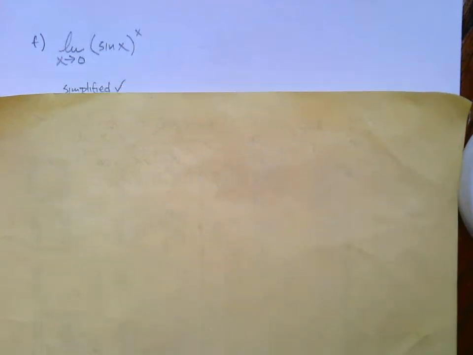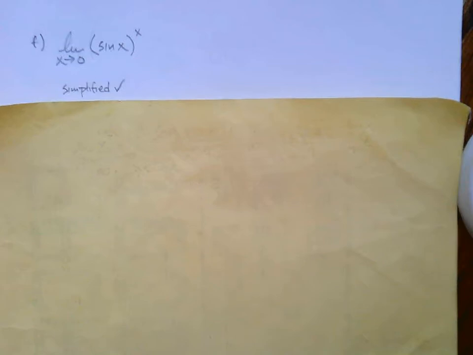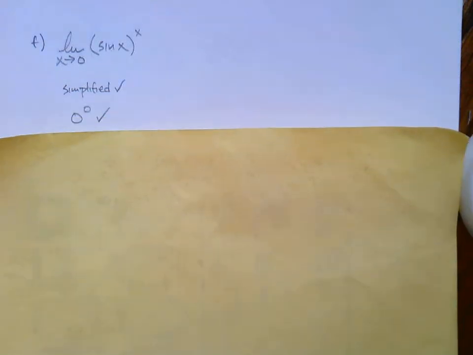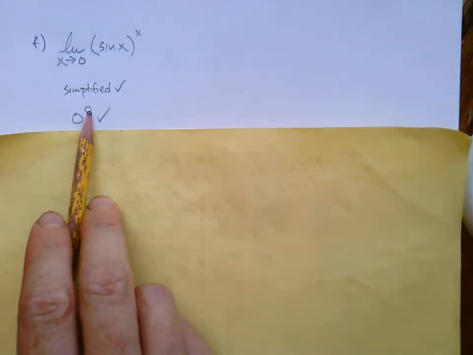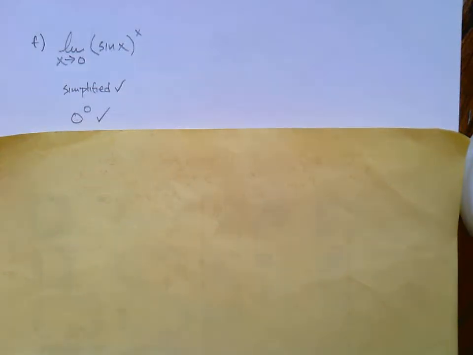Okay. Well, let's go through our checklist. Is this simplified? Well, yeah. I mean, what are you going to do with that, right? Okay. Is it one of the indeterminate forms? Well, we talked about it at the beginning. Yep. 0 raised to the 0 is one of our forms, right? The 0 here is pulling it to 0. This 0 is pulling it to 1. Is it 0? Is it 1? Maybe it's something in between.